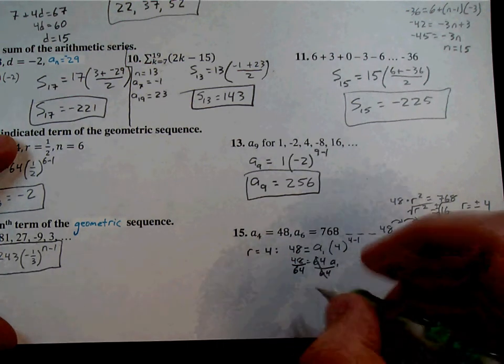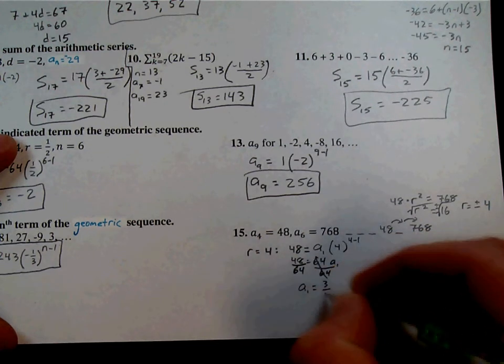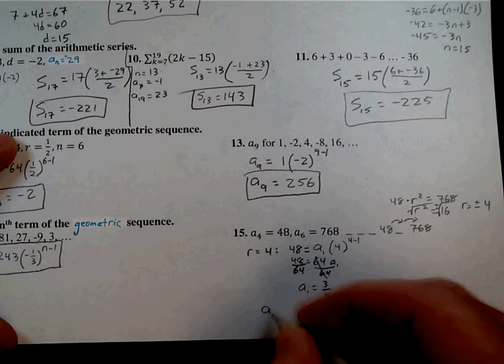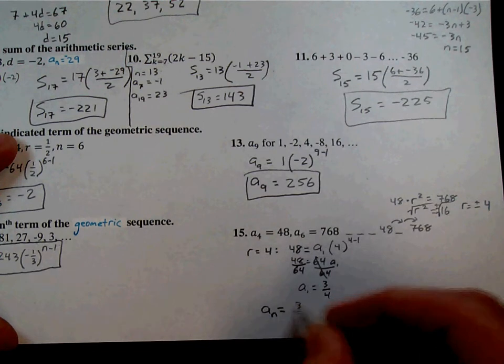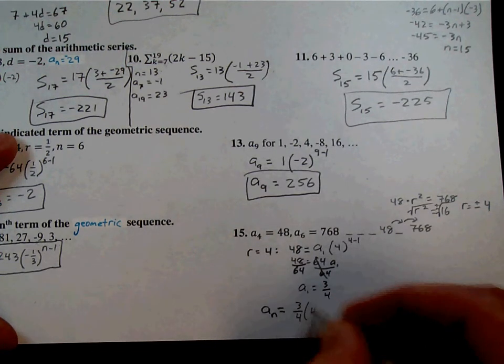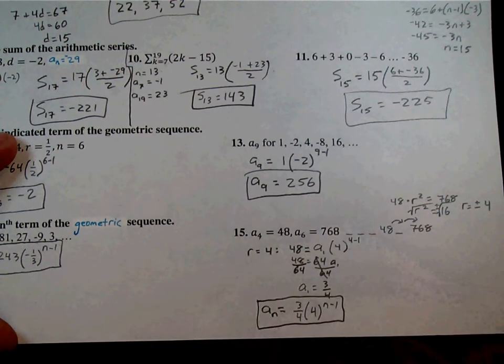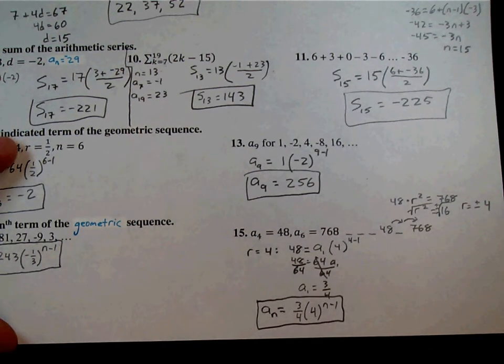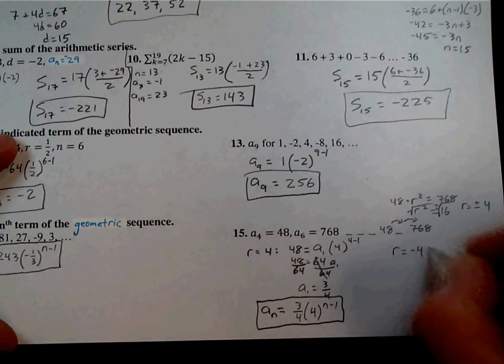And I get 3/4. So my first term would be 3/4. So this rule, it should be a sub n equals your first term, 3/4, times positive 4 to the power of n minus 1. There's one of my equations. Let's consider the other possibility, because r could have also been a negative 4. I have to check both of these.